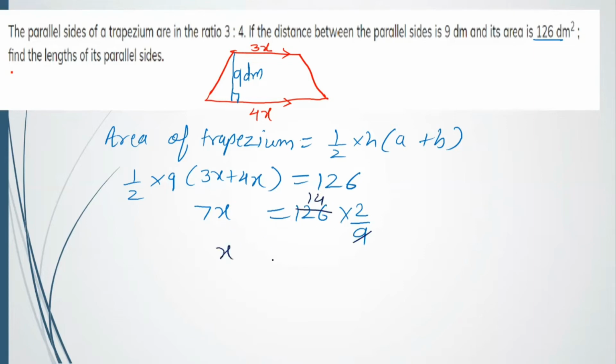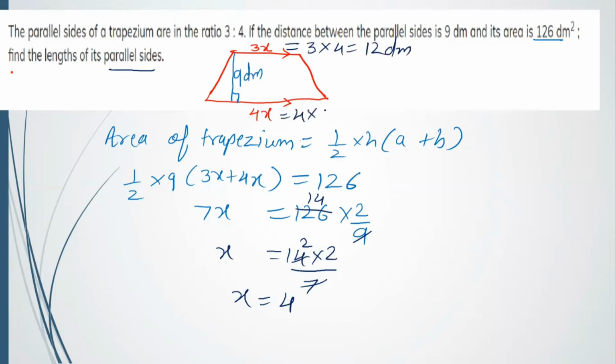Now I want to find the value of x. So it is 14 into 2. This 7 comes down, so 7 ones and 7 twos are. So the x value I got is 4. Got it? Now we found the value of x. Now they have asked to find the length of the parallel sides. So this parallel side is equal to 3 into 4, which is 12 decimeters. And my other parallel side is going to be 4 into 4, which is 16 decimeters. So my parallel sides are 12 decimeters and 16 decimeters.